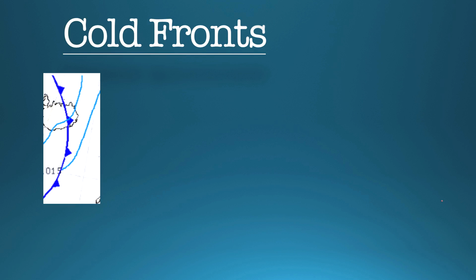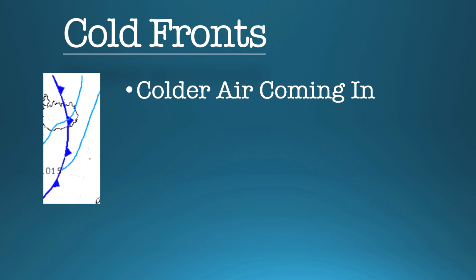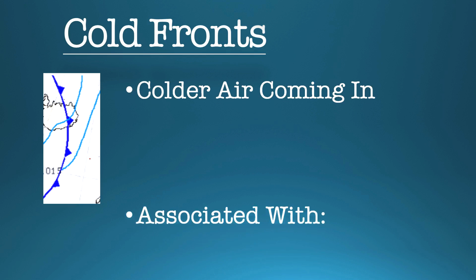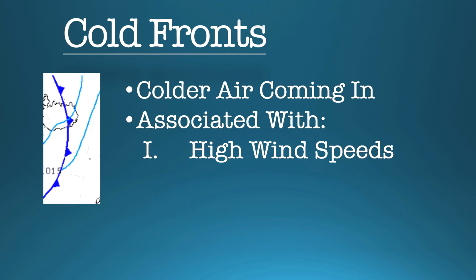Okay, so cold fronts like here are displayed with this blue line, and the triangles point towards the direction to which the front is moving. So in this case, it goes from this direction to this direction. So it means colder air is coming in. It usually is associated with higher wind speeds and some other weather, but it's not really important. You just have to remember that the weather will change and it will get colder, of course.